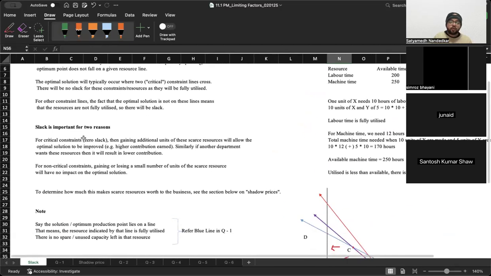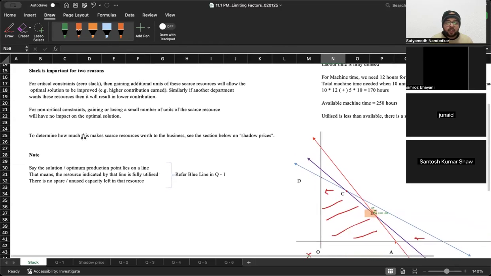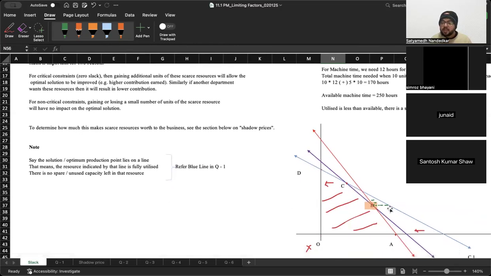Slack is important for two reasons. For critical constraints, zero slack, getting additional units of these scarce resources will allow the optimal solution to be improved. Similarly, if another department wants these resources, then it will result in lower contribution. अब किसी और डिपार्टमेंट को या किसी और एक्टिविटी के लिए if you need the resource C1, you can straight away take it from there. अब यहाँ पे unused पड़ा है तो वो unused machine time use कर लो. You don't have to pay anything extra for a new machine. So this is what graphically a slack stands for.